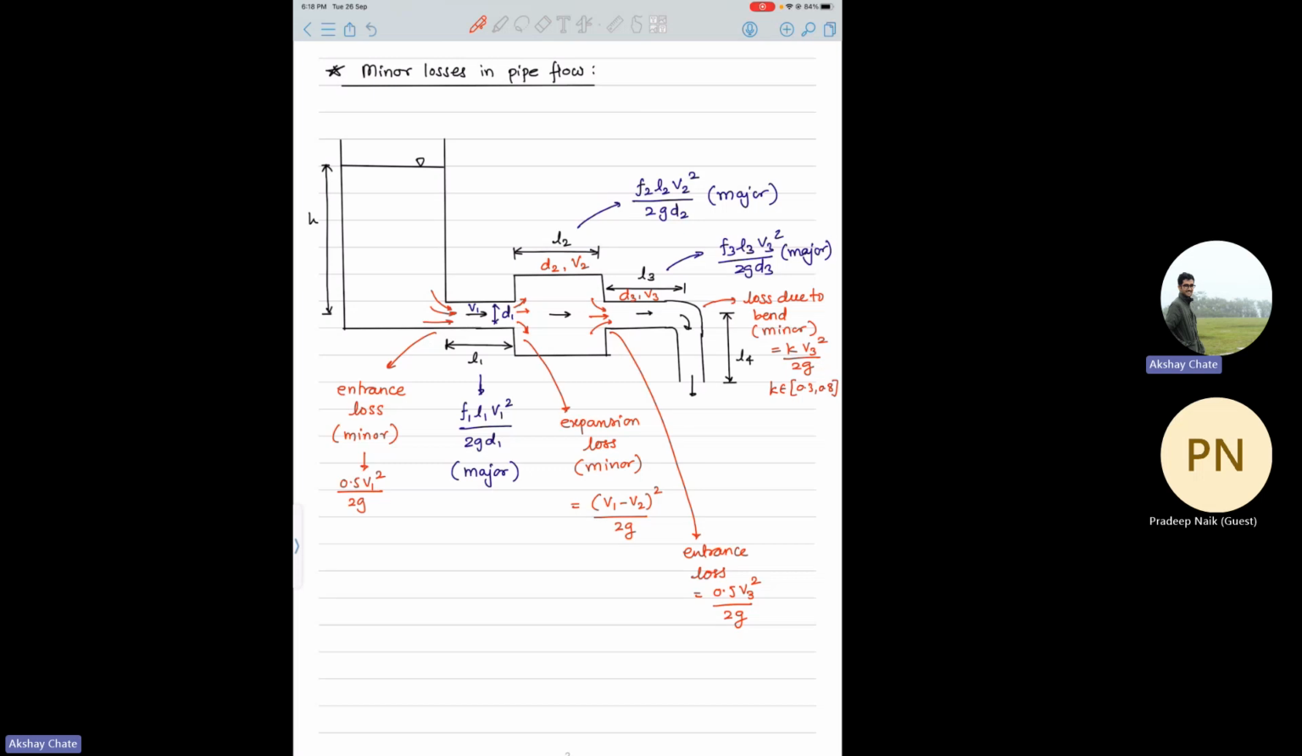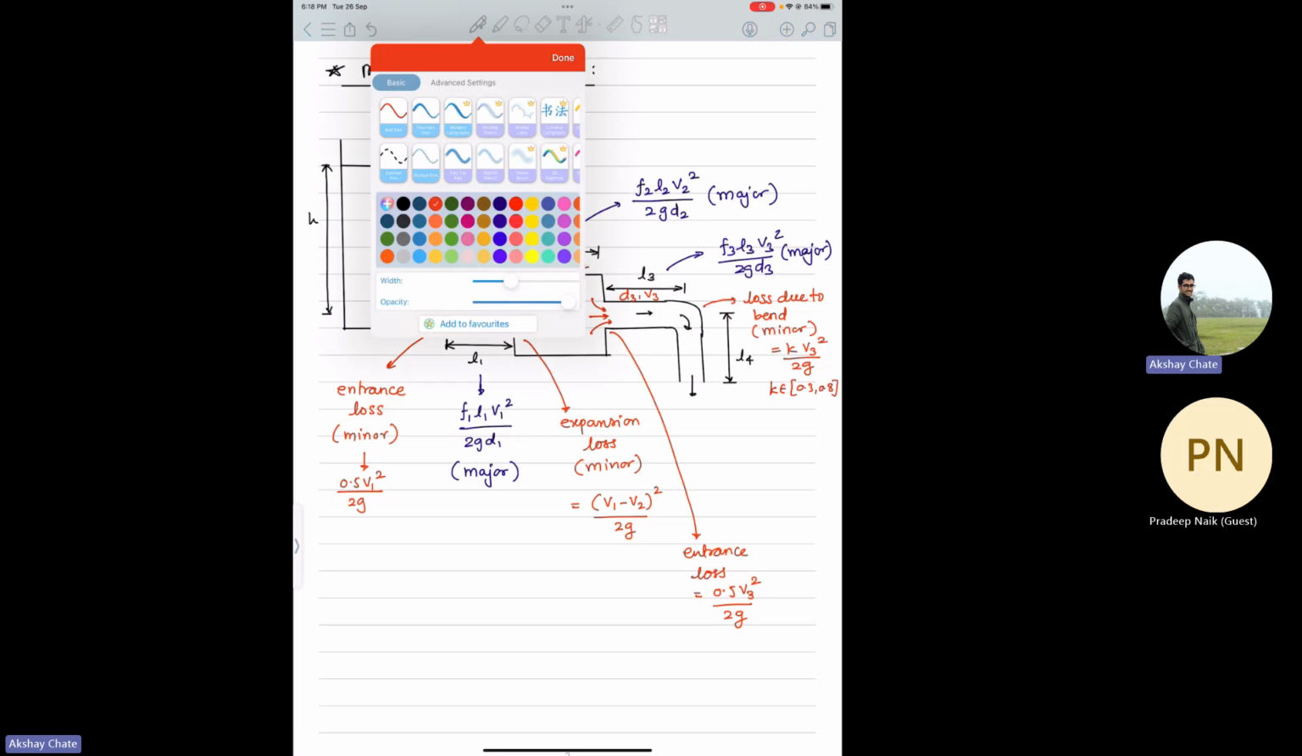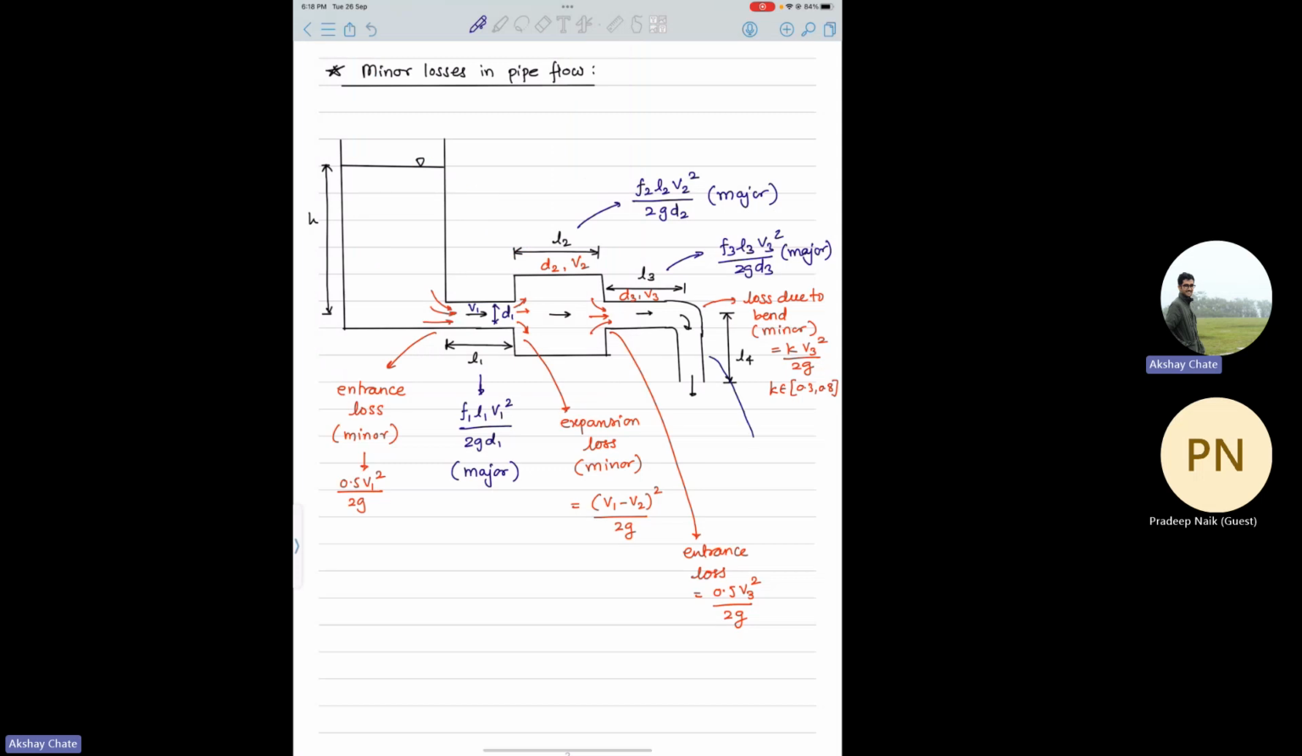So now again there is a flow through L4 length, so that will be considered a major loss. This will be f4 L4, and V3 and V4 are the same, so I can write V3 square by 2 g D3, since D3 and D4 are also the same. This will be our major loss. And finally, when fluid is going into the atmosphere, it is exiting the pipe, so there will be an expansion loss again. That is again a minor loss, and it is (V3 minus 0) squared by 2g.